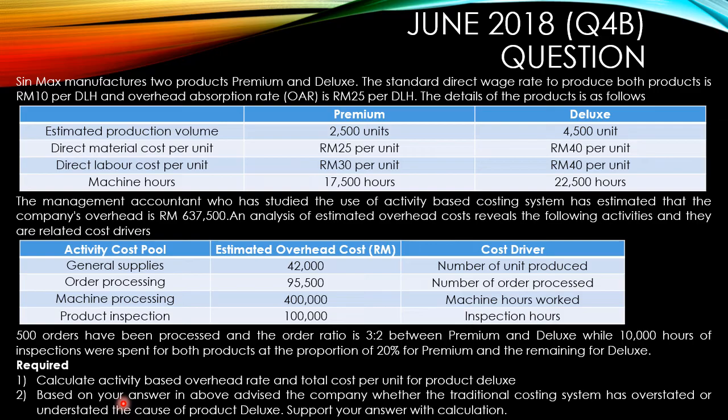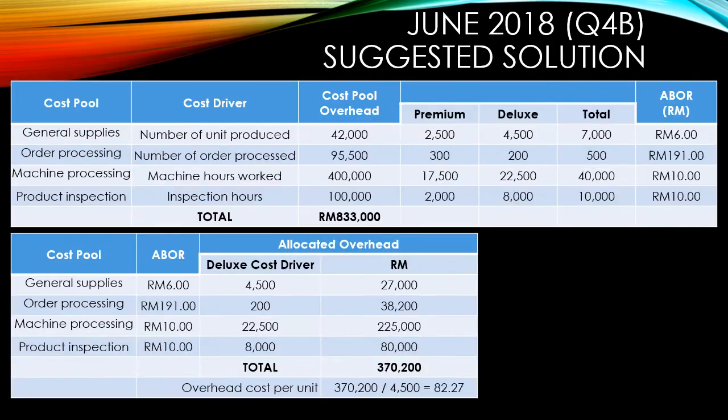Okay, so the question asks you to calculate the ABOR together with the cost per unit for product deluxe only. And then based on the answer above, advise the company whether the traditional method has overstated or understated the cost of product deluxe. Support your answer with calculations.